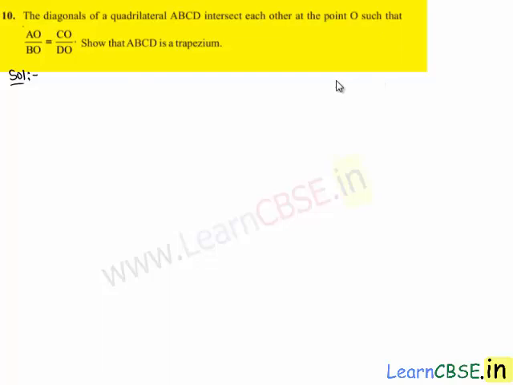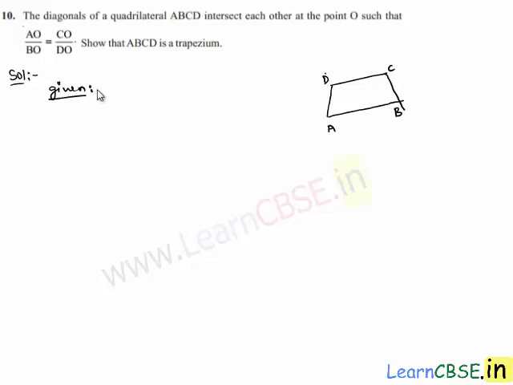Let us consider a quadrilateral ABCD in which AB is parallel to CD. So now we can write the given as: ABCD is a quadrilateral and diagonals AC and BD intersect at O.